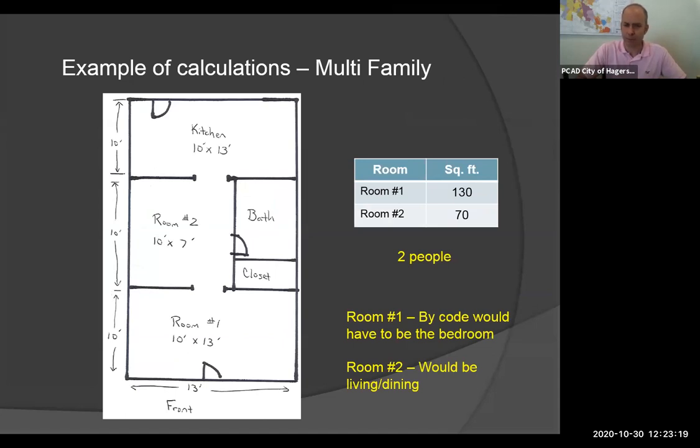Let's take a look at some of our multifamily buildings. A lot of our multifamily buildings are 1 floor with multiple units in them. This is just a simple example where it's essentially 2 rooms, a kitchen, a bathroom, and maybe a closet. So room 1 is 130 square feet. Room 2 is 70 square feet. So how many people can actually occupy this structure? Well, it's only 2. The reason I'm identifying these as rooms is that we don't generally classify things as a bedroom inside of a multi-unit structure.